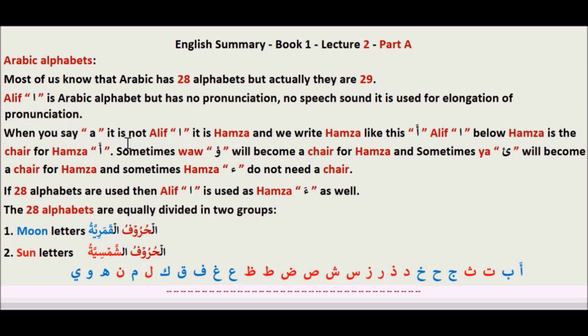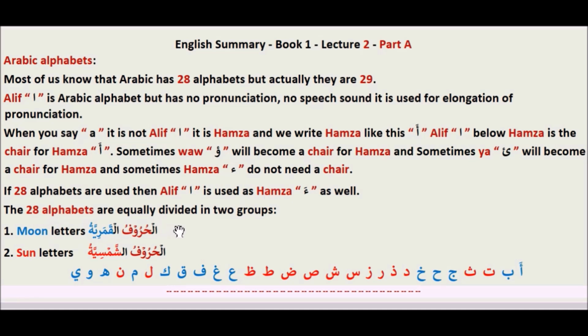We say it is not Alif, it is Hamza. And we write Hamza like this. Alif below Hamza is the chair for Hamza. Sometimes Waw is the chair and sometimes Ya is the chair and sometimes Hamza does not need a chair. If 28 alphabets are used, then Alif is used as Hamza as well.